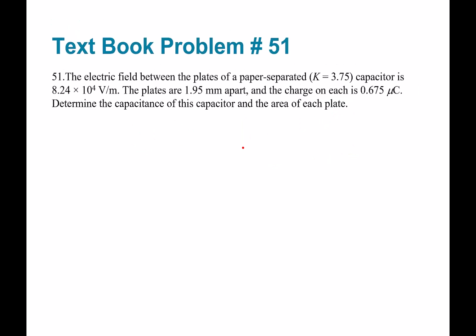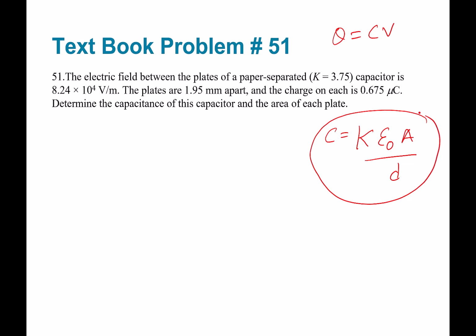So we can work on number 51, another problem. The capacitance is found with the help of the formula Q = CV. And we now know the formula of C is K epsilon naught A over D when we use a dielectric. The plate separation is given, the dielectric constant is given, and the charge is also given to you. Determine the capacitance of this capacitor and the area of each plate. So you have to find the area as well as the capacitance.